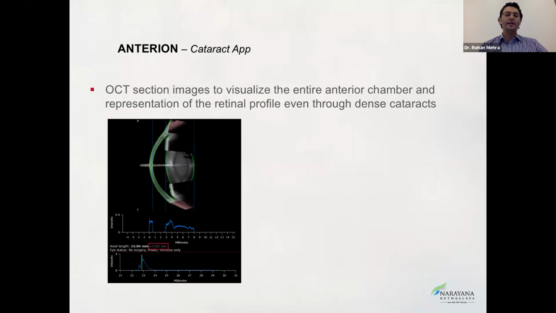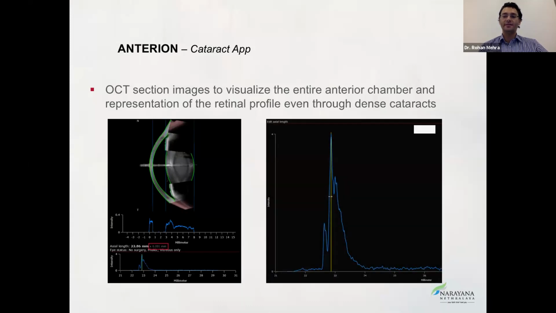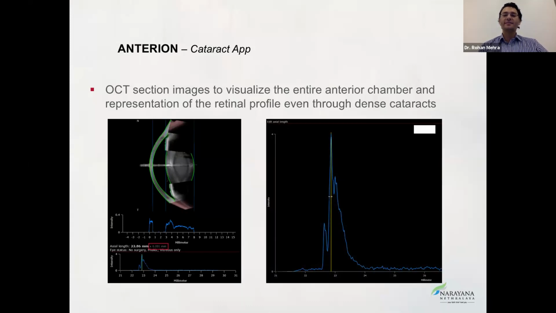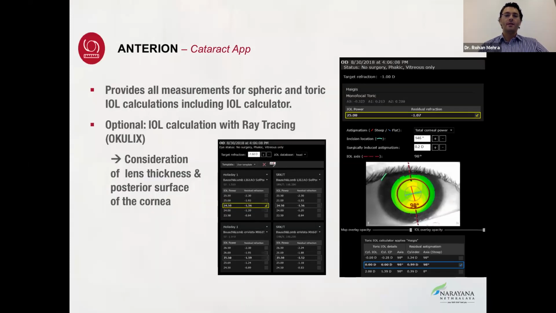In fact, the range for the axial length goes up to 3 decimal points. As we can see here, it's giving us an axial length of 22.86 millimeters with a plus minus of 0.001. So that's how accurate it is. And once we click onto the axial length, we can also get a pictorial representation of it.